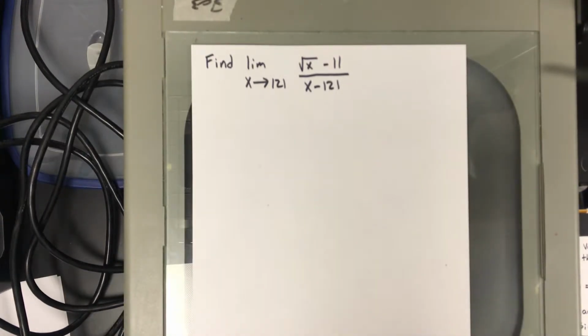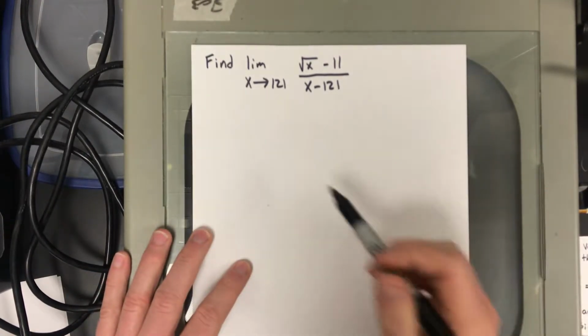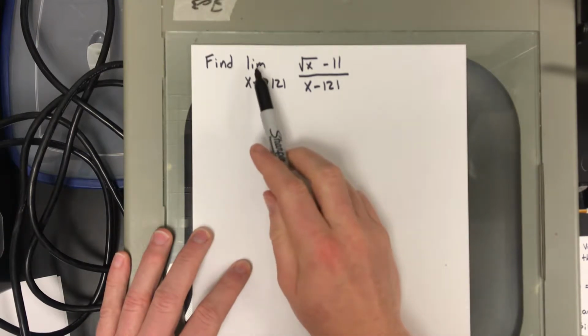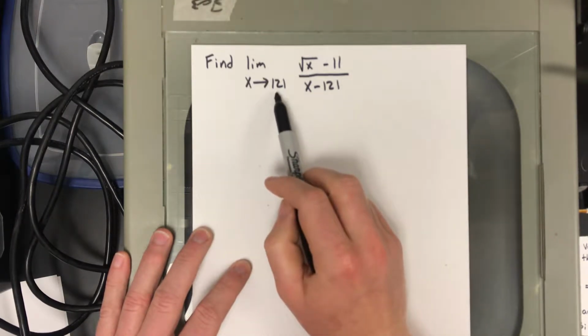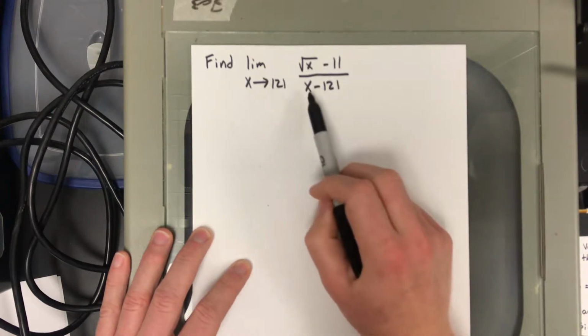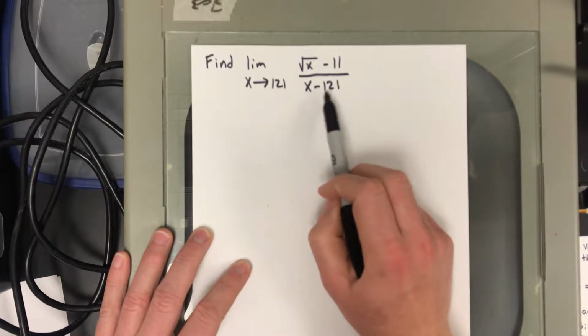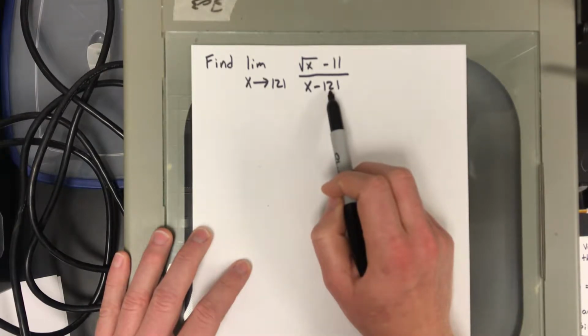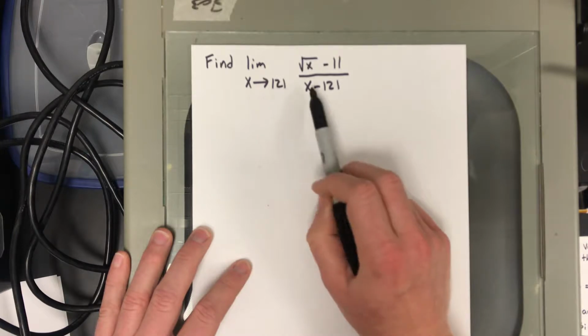Hey everyone, here's another example from section 2.2. This one wants us to find the limit as x approaches 121. If you look at our expression here, you'll notice if we plug 121 into the bottom part, we'll get 121 minus 121, which gives us 0 in the denominator, which means it's undefined. So that's a problem. We can't find this limit because anytime we plug this in, which is how we find the limit, we're going to get something undefined.